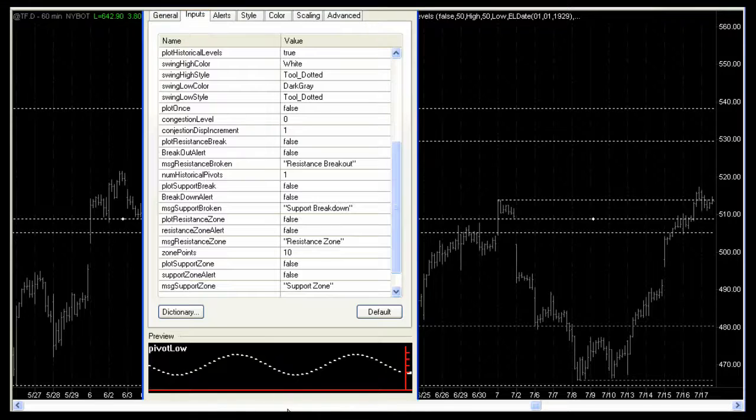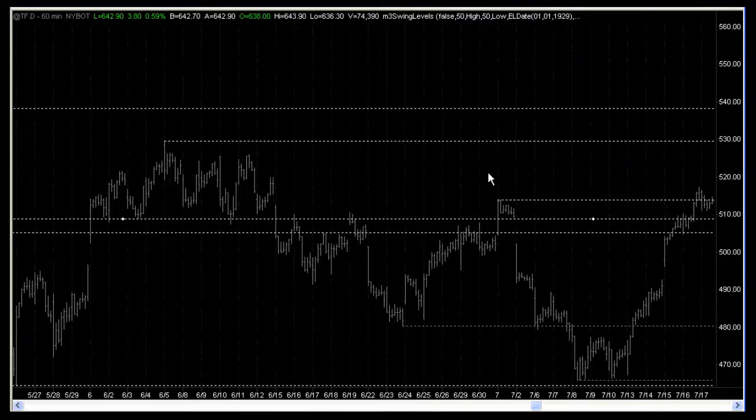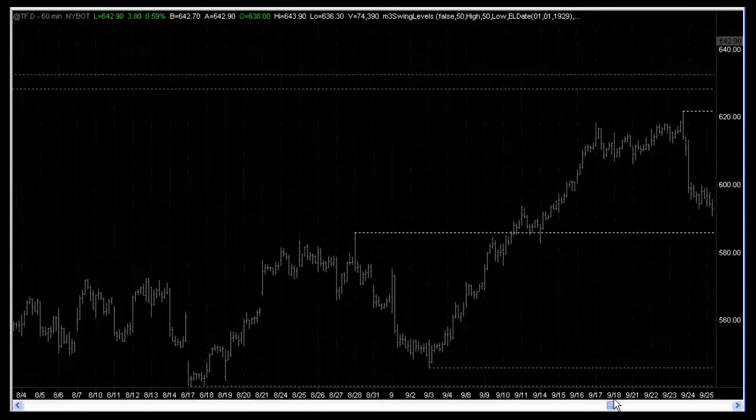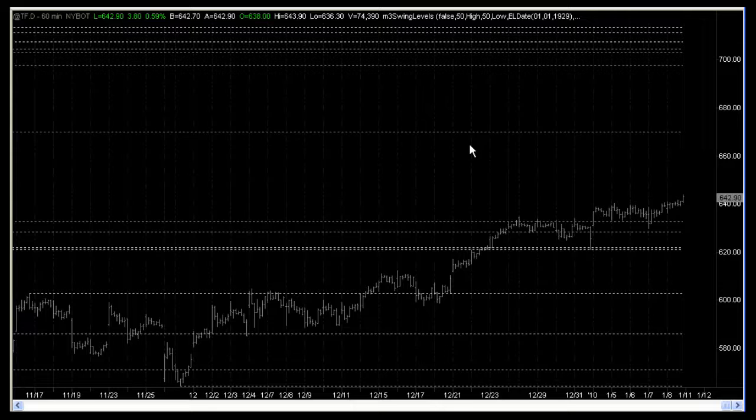I'm not going to get into detail on the alarms. What I'm just going to do is show you, essentially, that in real time, if we trigger a new support or resistance level, those levels will be drawn on the screen.